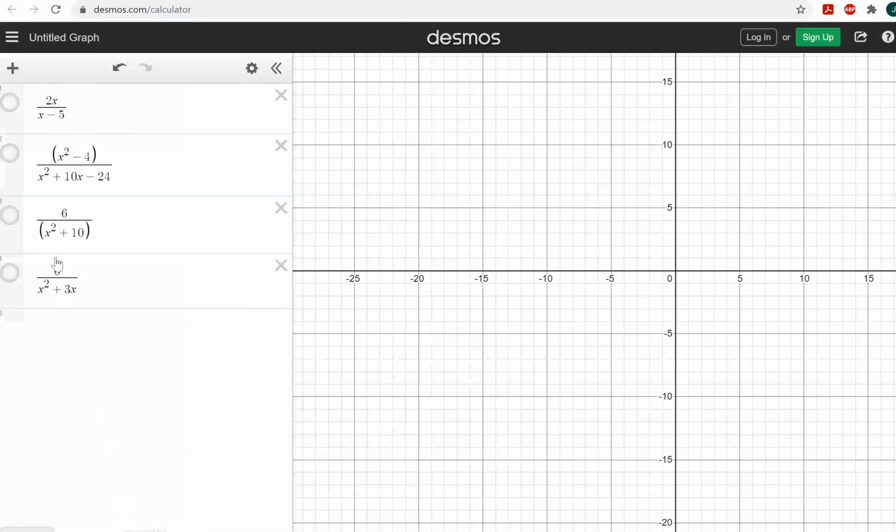Looking at the graph for this one, we can see two vertical asymptotes. One occurs at negative 3, so our function is defined from negative infinity up to negative 3, where our function is not defined. Then just to the right of negative 3, we can see our function is defined up until 0, where we have a vertical asymptote, and then we can see our graph off to positive infinity.